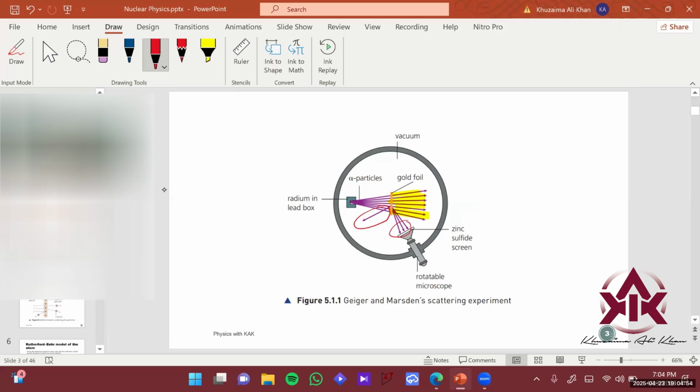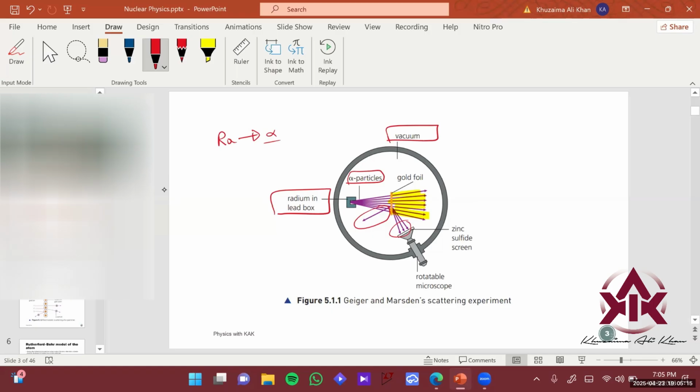So he had an alpha particle source and he had a vacuum chamber, right? So this was completely vacuum over here so that we don't have any radiation from the surroundings interfering with the particles. And we have radium in a lead box, okay? Radium is basically an element which generates alpha particles, okay? And we have a lead box so that they cannot escape.